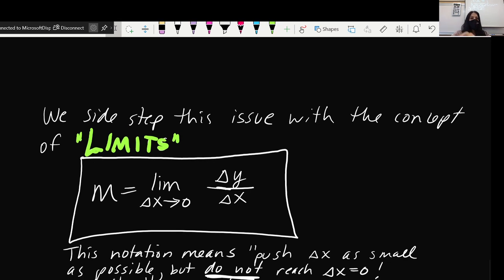So m we are familiar with. That's our old way of looking at it. We know that that's slope. We've dealt with that a lot. We're just adding on to that a new way of doing things or looking at things. m is equal to the limit. So this is our abbreviation for it. The limit as the change of x approaches 0. So that's our change in y over change in x.